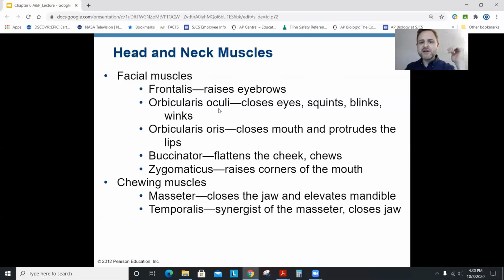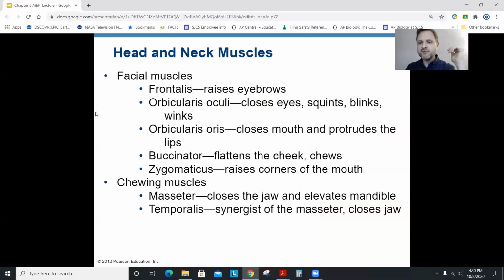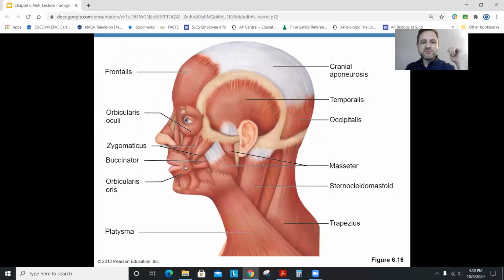The orbicularis oculi: close your eyes. Those muscles are right here. They're the circular ones. Close your eyes, squint, blink. That's pretty simple. The orbicularis oris closes your mouth or protrudes your lips like you're going to pucker. Those would be the circular muscles around your mouth right here.